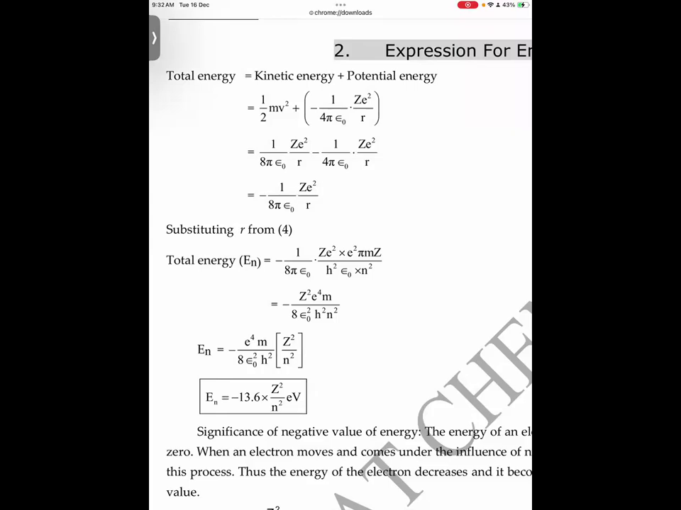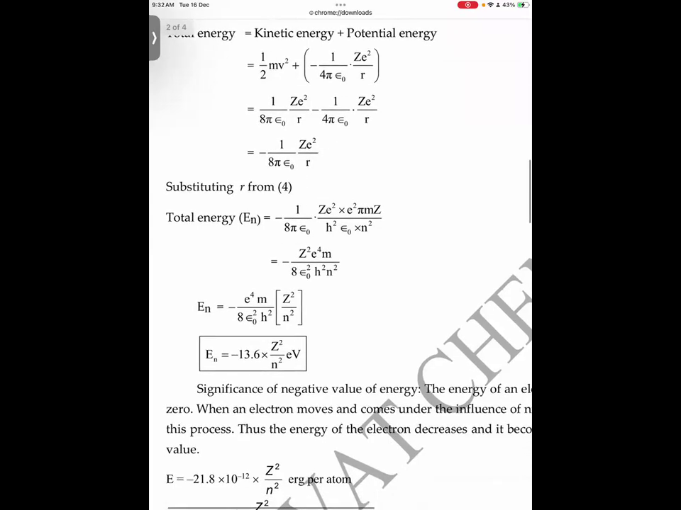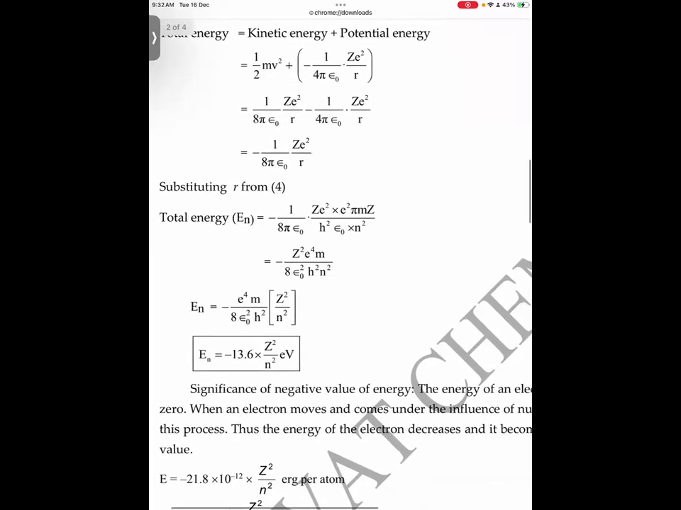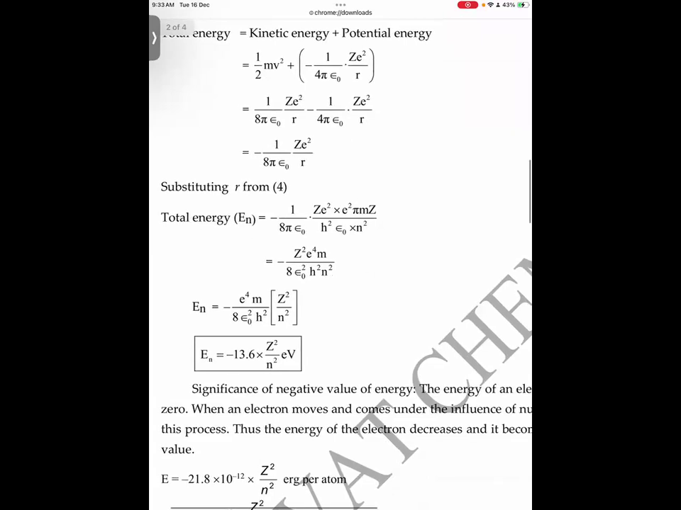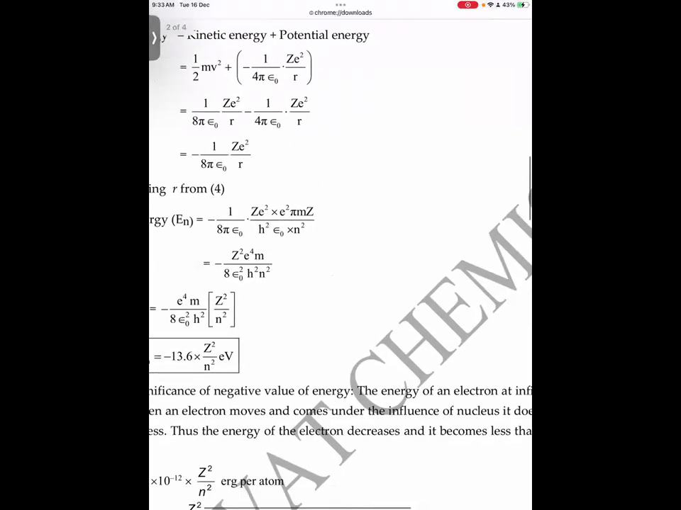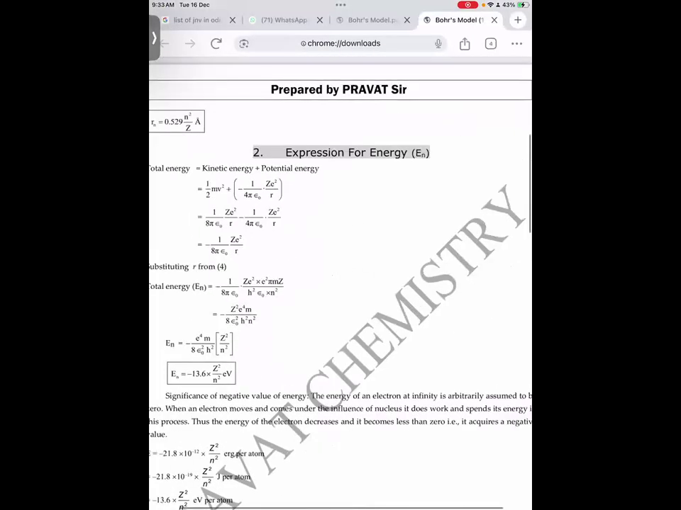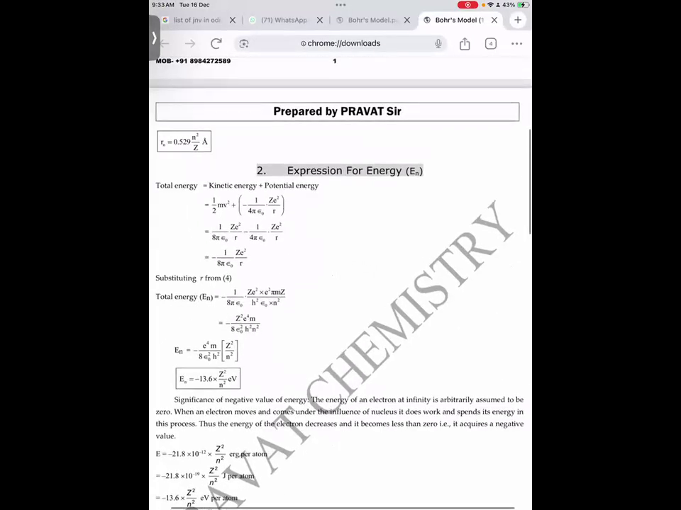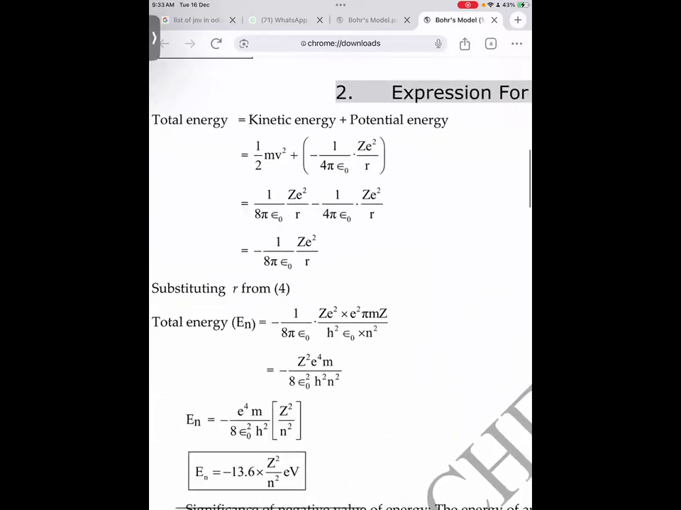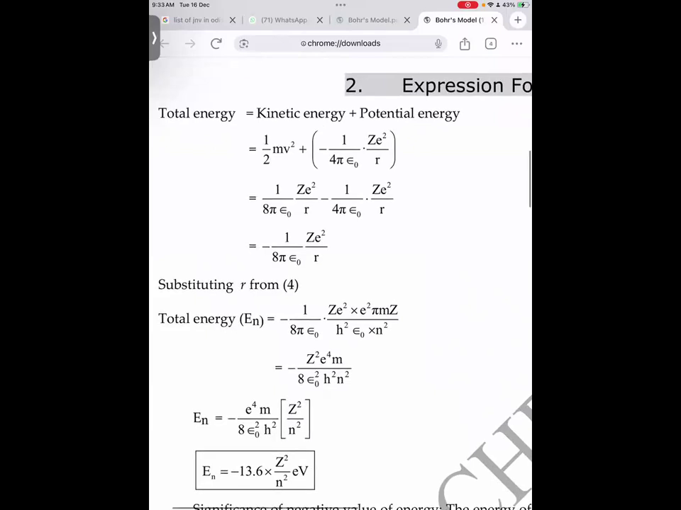Okay, so why is the negative sign here? The significance of negative value of energy: the energy of an electron at infinity is arbitrarily assumed to be 0. As a student, first note down up to this, then we will discuss the significance of the negative value. Note down.